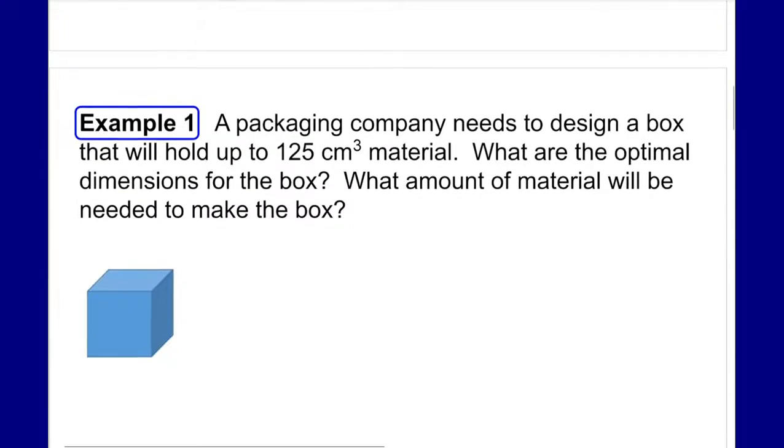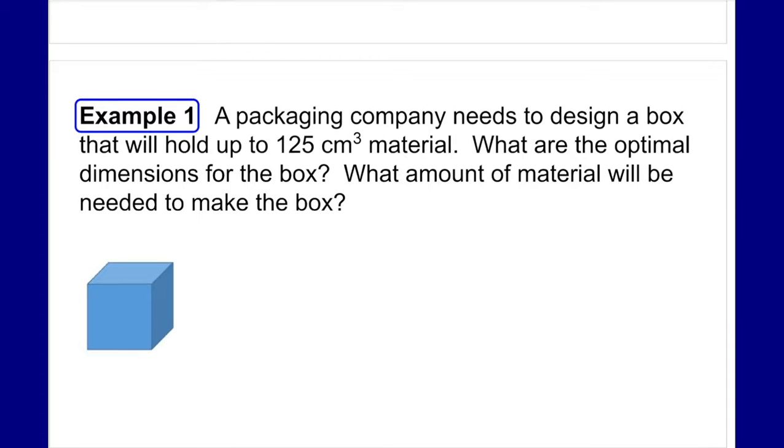For example, a packaging company needs to design a box that will hold up to 125 cubic centimeters of material. What are the optimal dimensions for the box? And what amount of material will be needed to make the box?